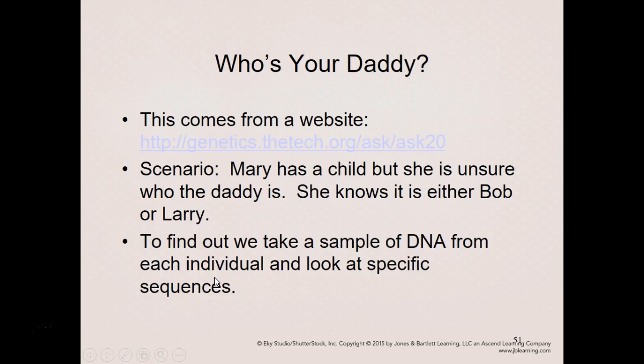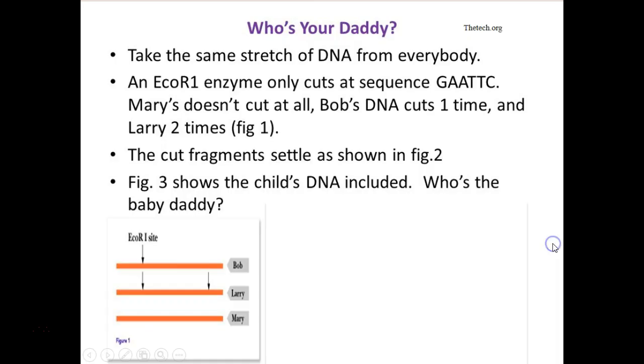Oh, hello. So this is kind of a fun little thing that you can go through. I got this Who's Your Daddy from this website, so you can click on it, and it gives you some scenarios, and your job is to figure out who is the father of Mary's child. She knows that it's either Bob or Larry, but she doesn't know who. So she has a DNA test done, and she has to show her child's DNA, because her child's DNA is going to correlate with either Bob or Larry. Of course, it will also correlate to her.